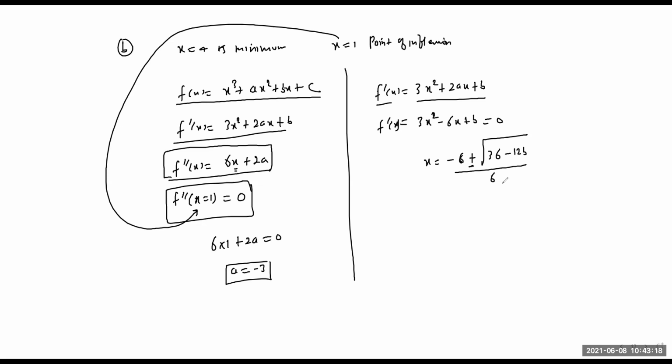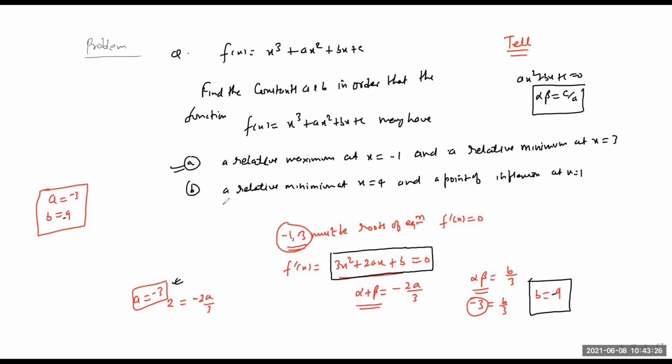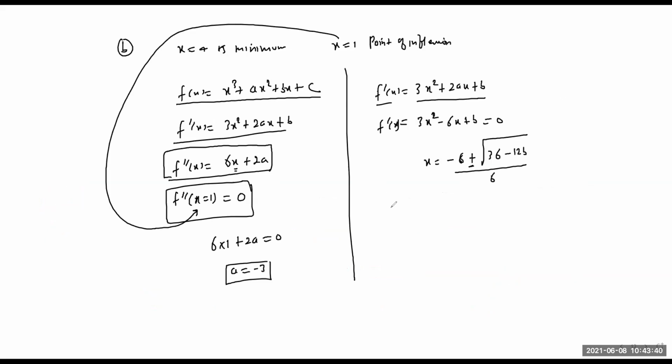Can you show the question? The question is: a relative minimum at 4 and point of inflection at 1. So we have to put the x value as 4 and then we can find the b value, no? Yes, sir. So the b value we have to find.